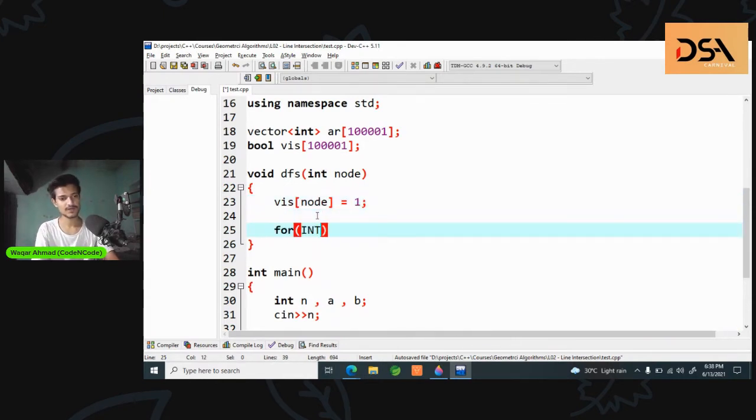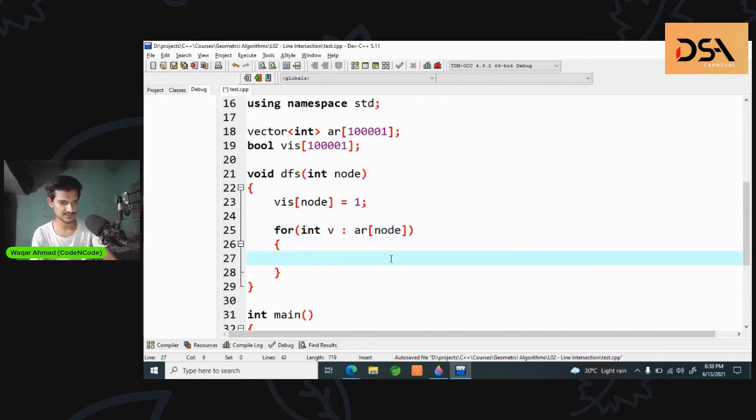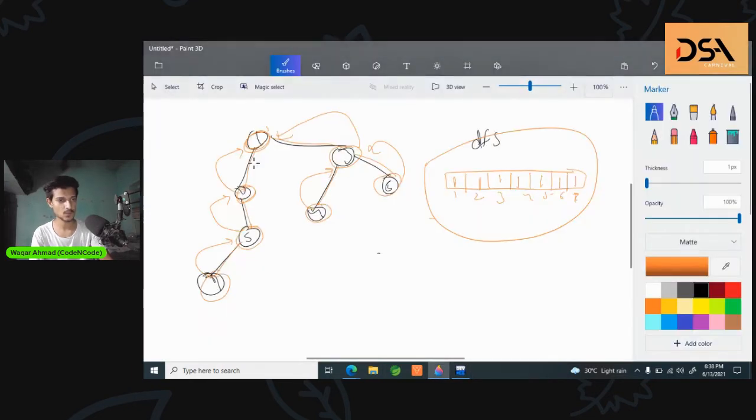After that, for each node v in the adjacency list of the current node, I am traversing the adjacency list of the current node. So when I'm traversing for node 1, what is happening? Node 1 has its own adjacency list, right? We have just learned that. And in that, we have 2 and 3, right?